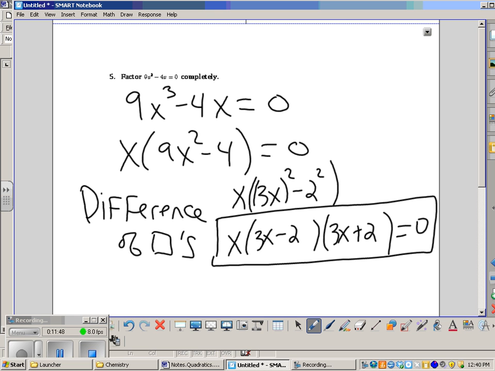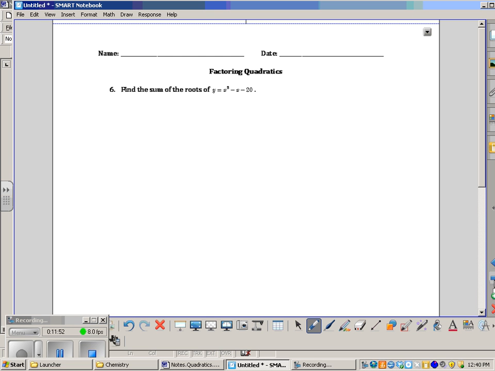Moving right along. Almost done. Okay, so find the sum of the roots of... We'll be doing that in class. We may be doing problems when you actually have to find the sum or the product of the roots. Let's do it the long way. Let's factor this, and in class we'll expand on this more.